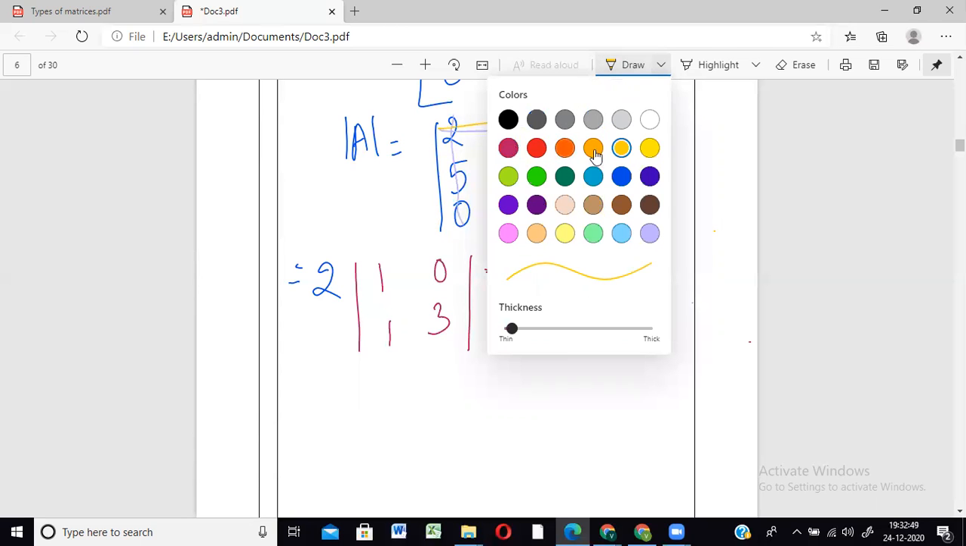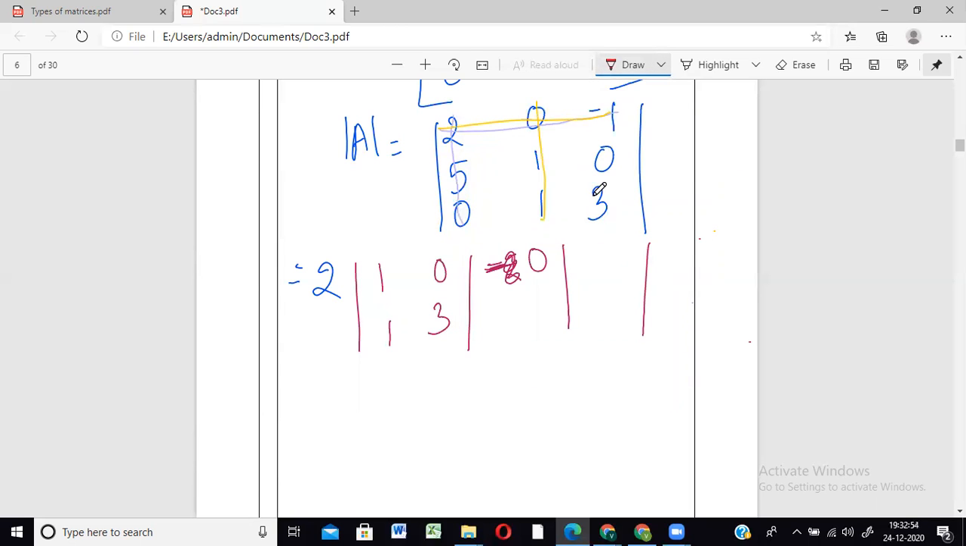5, what remains? 5, 0, 0 and 3. And the next one, the sign will be as it is. Okay, there is no change. So minus 1, this row and this column. So we're going to cross that out, and whatever remains, 5, 0, 1, 1.